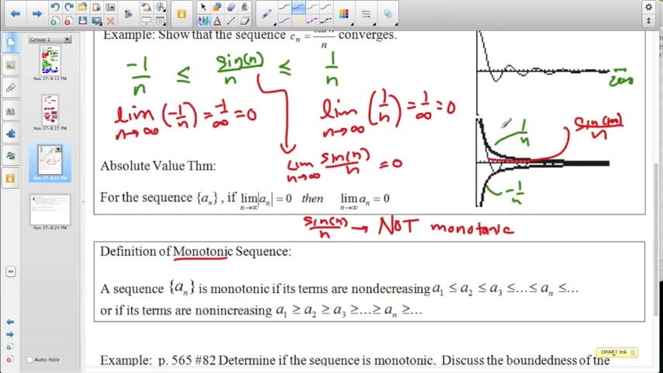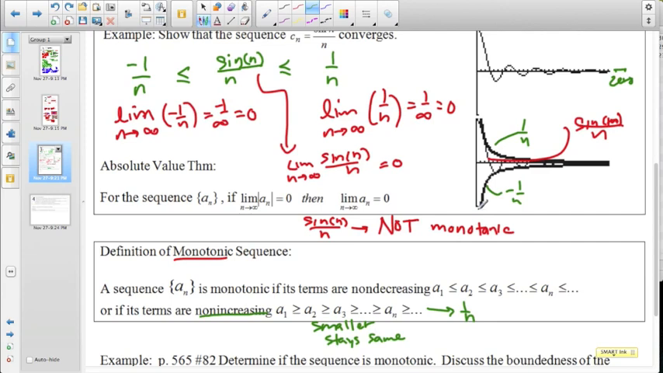However, 1 over n is monotonic. It starts with a big value, and its values get smaller and smaller and smaller. If the values are getting smaller, they are not increasing, so 1 over n is what we call non-increasing. Non-increasing means it either gets smaller or it stays the same value. It does anything but increase.